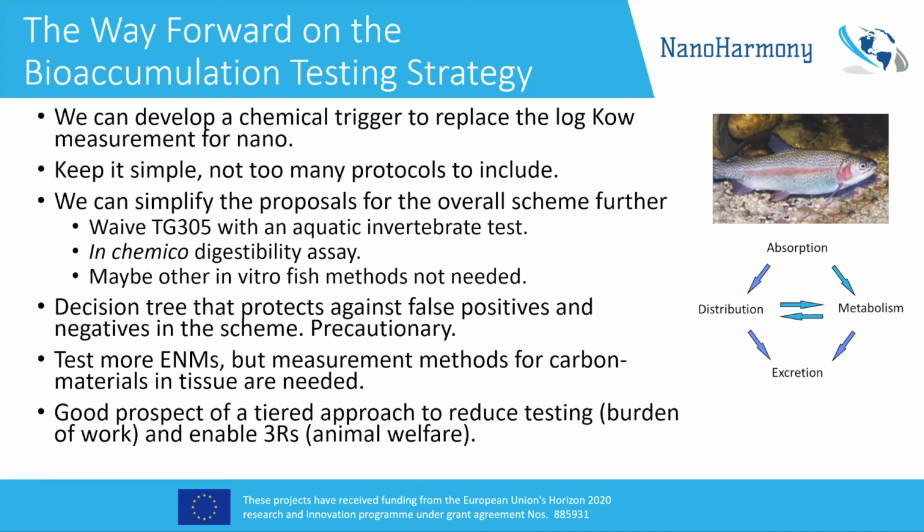And there was a general feeling that we could test a few more ENMs, and in particular the carbon nanomaterials are missing because we don't have measurement methods for them in the tissue. But overall, there's a good prospect of some kind of tiered approach to reduce the burden of work in testing, and also enable the 3 Rs and animal welfare to be incorporated into the scheme. And I think that's all I've got to say.